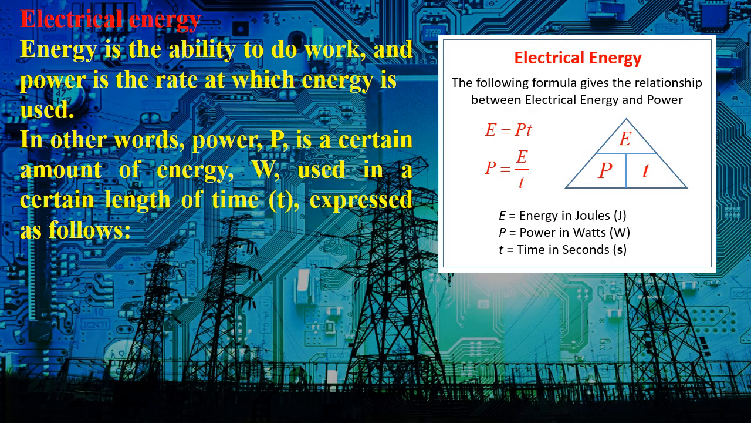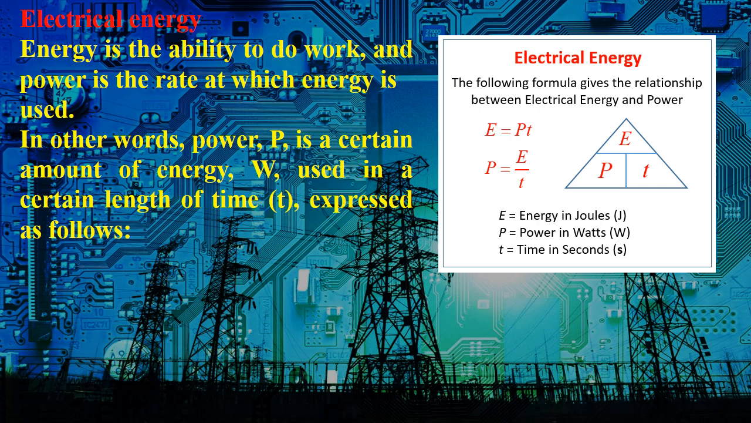Okay, electrical energy. Energy in physics can be different types: potential energy, kinetic energy, mechanical energy, chemical energy, whatever it is. But in our study, we are focusing on electrical energy. In physics, the basic definition of energy is the ability to do work. Energy is the ability to do work, and power is the rate at which energy is used or transferred from one form to another.